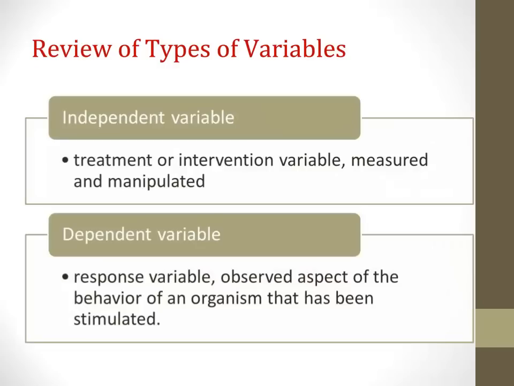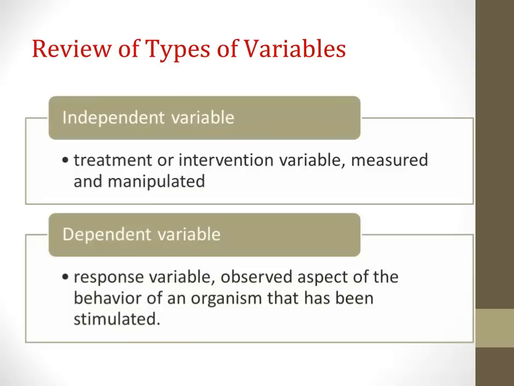Before we discuss the independent samples t-test further, it's really important that you have a clear understanding of variables. So let's take a moment and review the definition for the independent and dependent variable. Remember, the independent variable is the treatment or the intervention variable. It's usually that which the researcher manipulates or measures, whereas the dependent variable is the response variable. It's often said that the dependent variable depends upon the independent variable. It's the observed aspect of the behavior of an organism that has been stimulated.